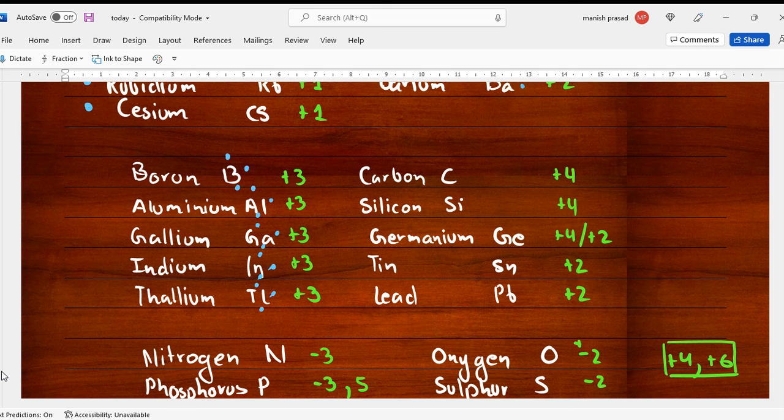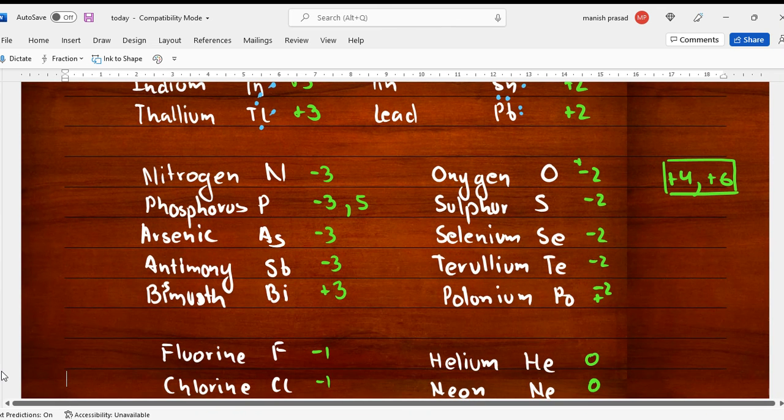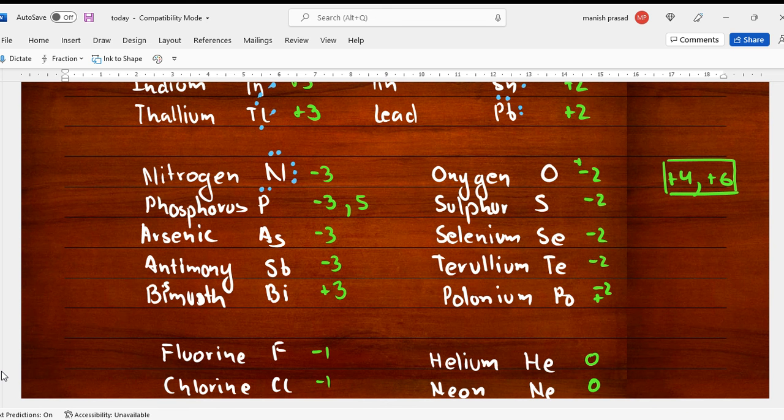And in this group, all of them have four electrons in the outermost shell. So that is why they tend to share the electrons and gain the noble gas configuration. Now, when I come to the nitrogen group, they all have five electrons in the outermost shell. That is why it tends to gain three electrons to attain the noble gas configuration. In this oxygen group, it has a total of 6 electrons. So it tends to gain 2 electrons to attain the noble gas configuration.